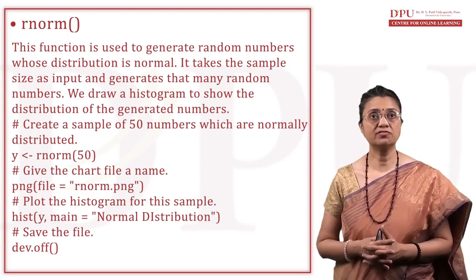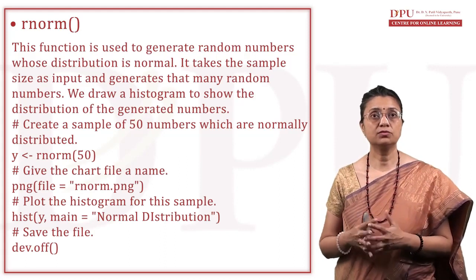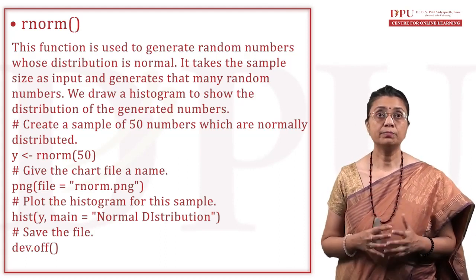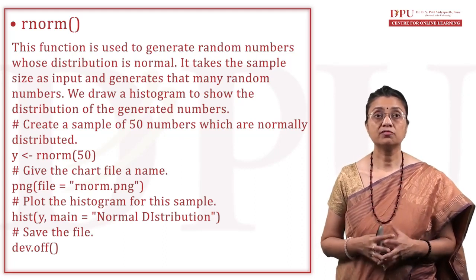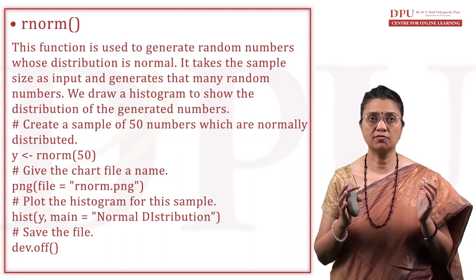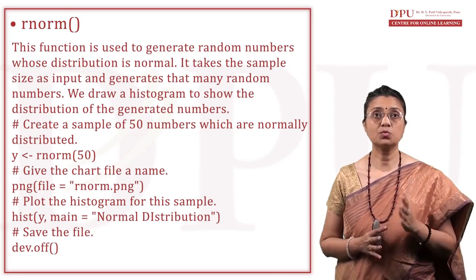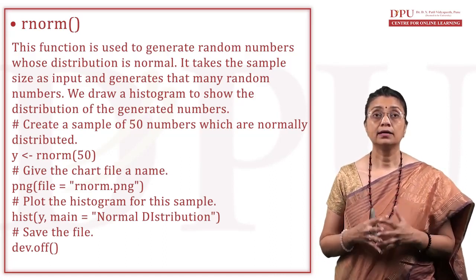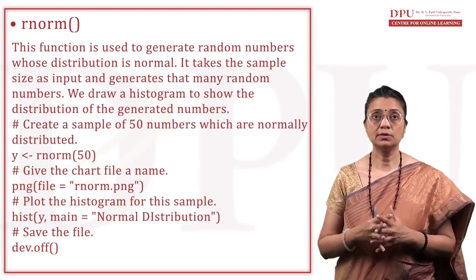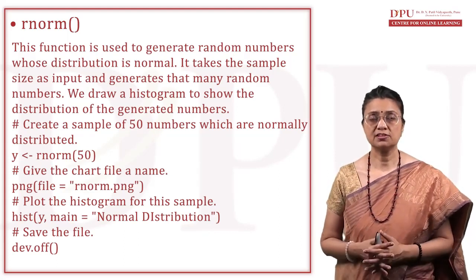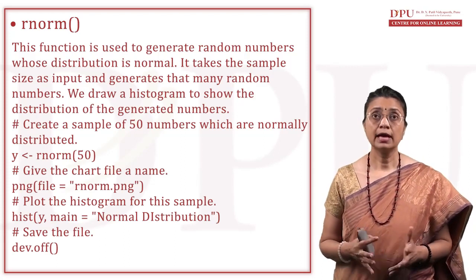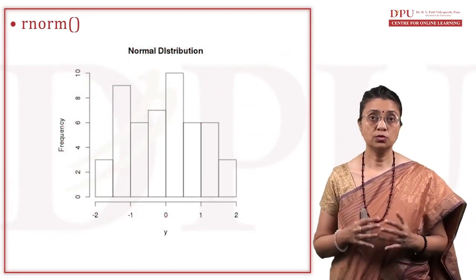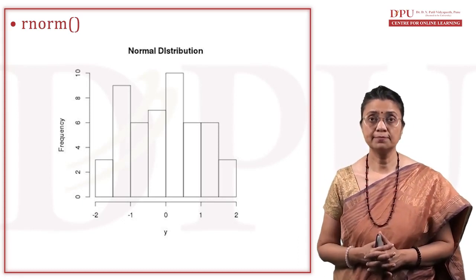Now we give the chart file a name, png file equals rnorm. So here the file name is rnorm and we plot the histogram where we call the hist function and within brackets we pass y, which is my list of random numbers, and I give the title as normal distribution. Finally, I save my file with the dev.off function and then you can see on the right hand side the normal distribution. You can see the numbers have been generated.